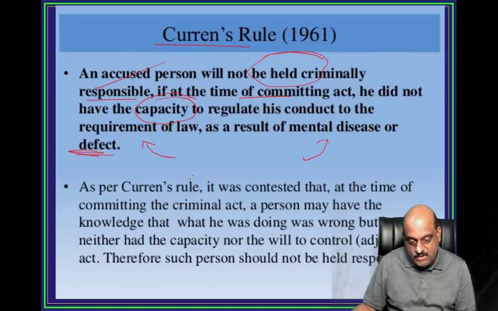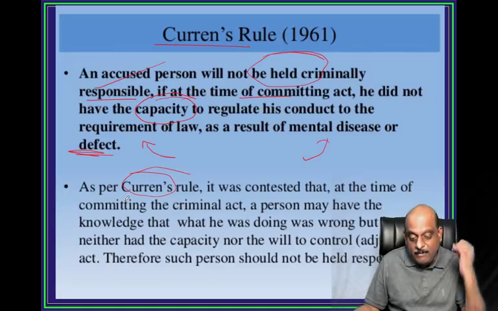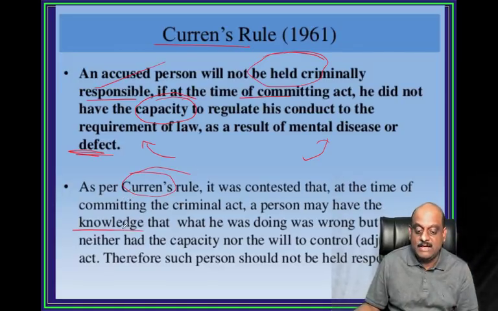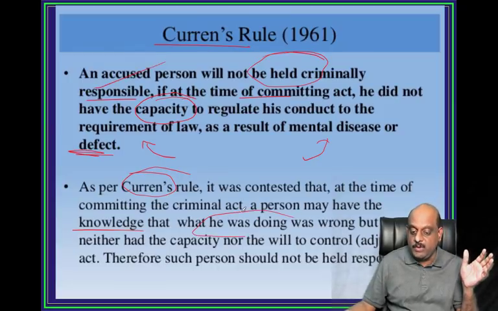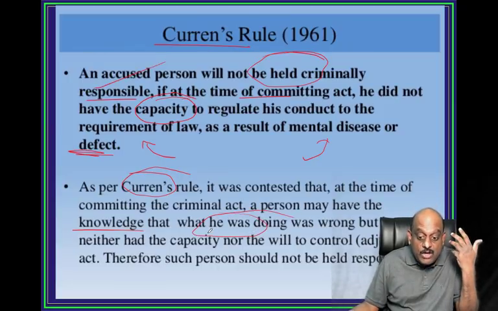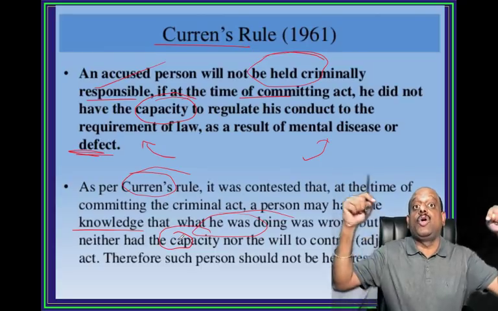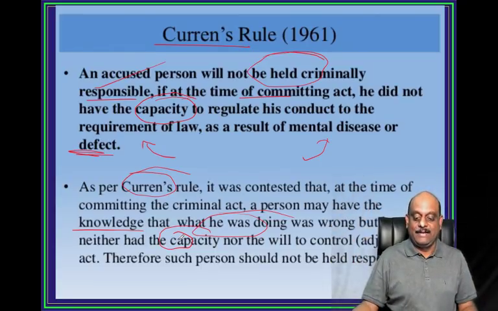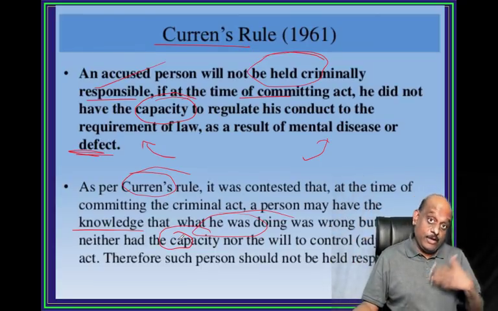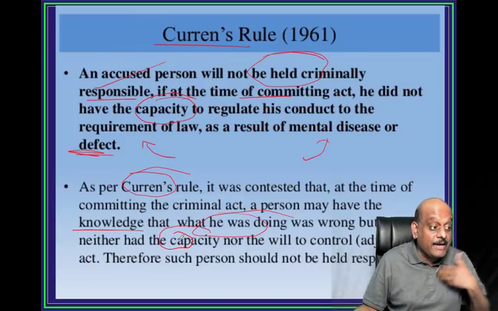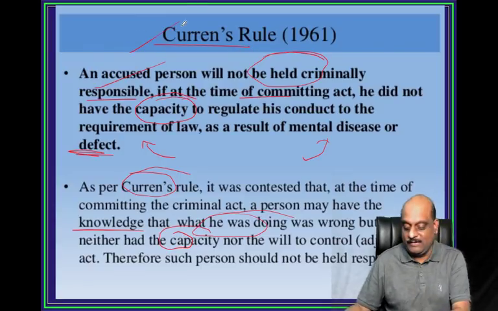Now, that means Curran says, at the time of killing, if the person has the knowledge that what he was doing was wrong, but he does not have the capacity to control. He knows that I am killing, but he can't control that. That is Curran.